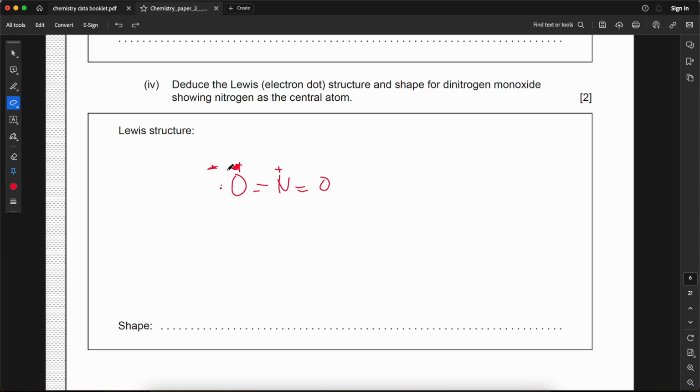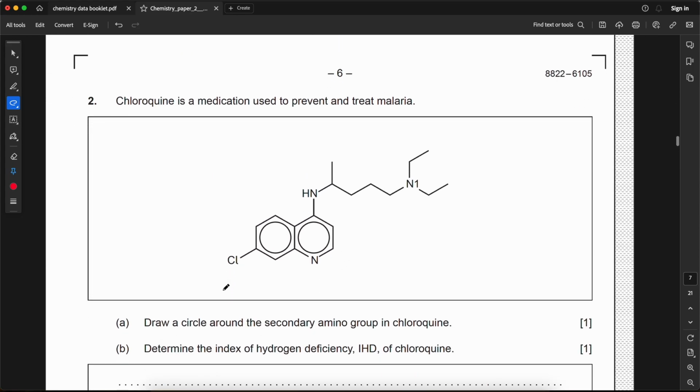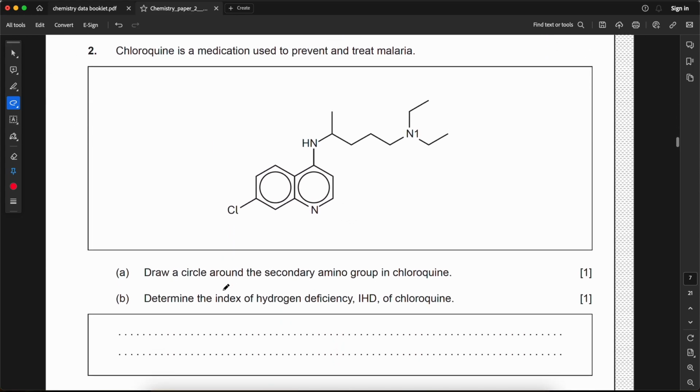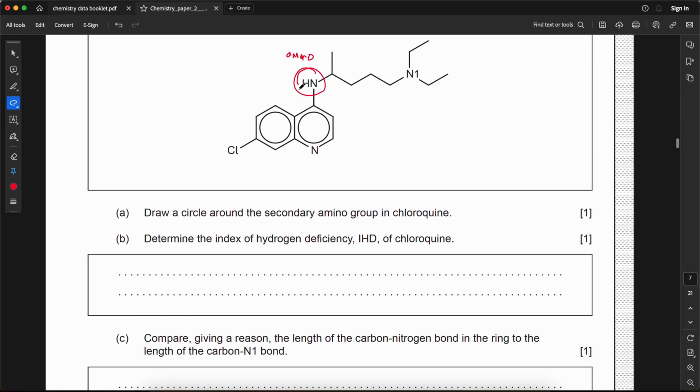So you don't need to put the dot right here. So that would be linear. Chloroquine is a medication used to prevent and treat malaria. Draw a circle around the secondary amino, this one. Determine the index of hydrogen deficiency.